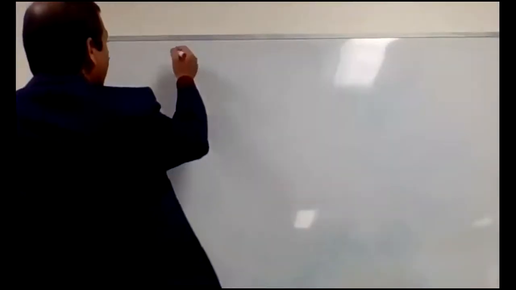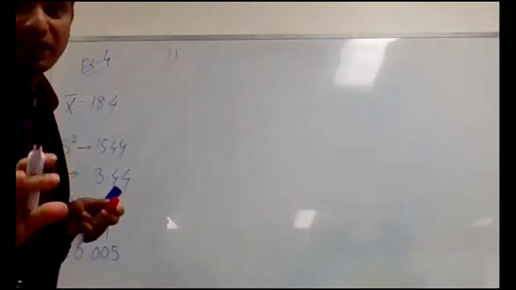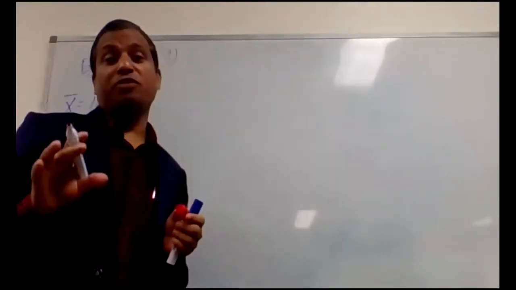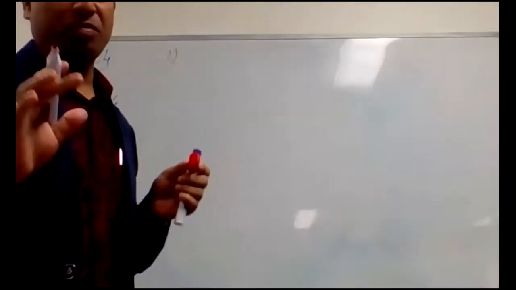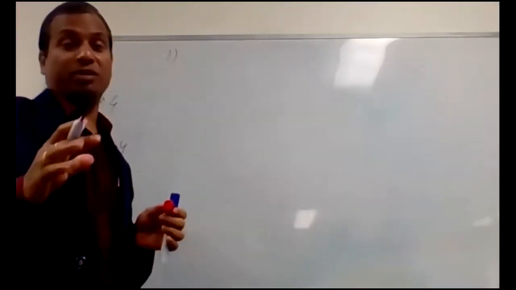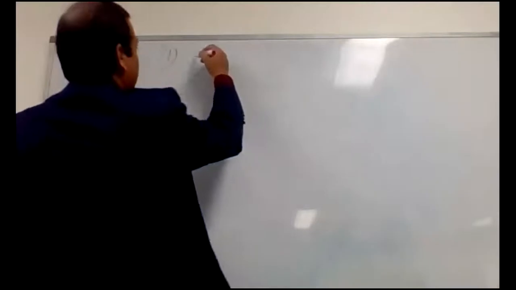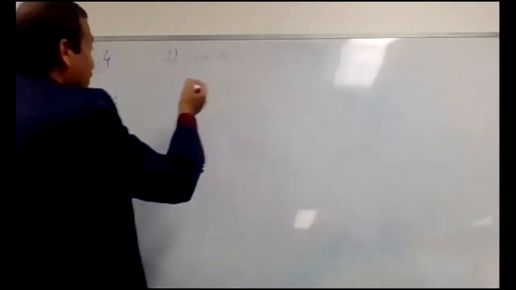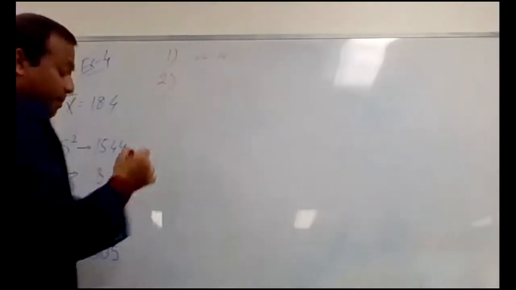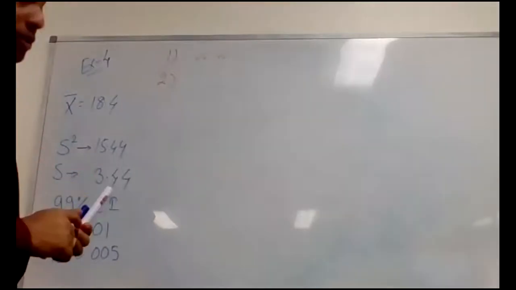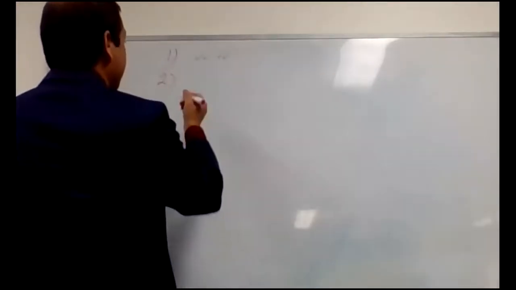So, step 1 requirement is fulfilled. Yes, because it is mentioned here that the sample has been drawn from a normal population. So, normal population is normal distribution. So, that criteria is fulfilled. Second, find the critical value. So, how to get the critical value?